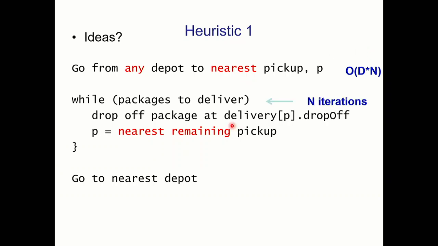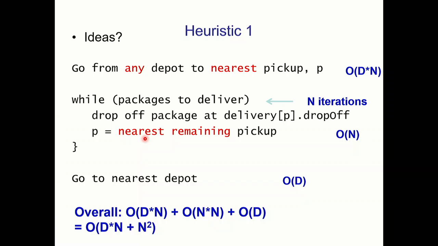Now we have N iterations because we have N deliveries to make. And in each one, we're trying to find the next closest pickup location. That's also an O of N problem, right? Because we are going to loop over all the deliveries again and try to find the pickup intersection that is closer to me. After that, from the last drop-off, I know where I am. I want to choose the closest depot location, and that's also O of D because I'm going to loop over all of the depots.